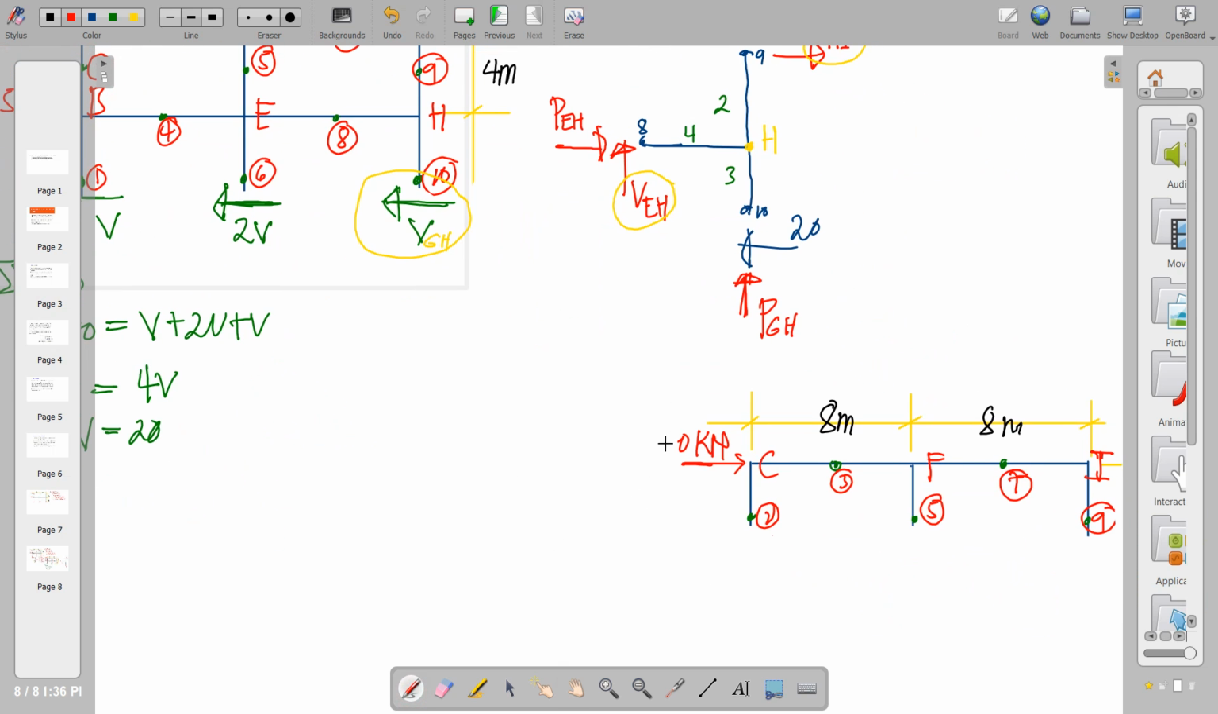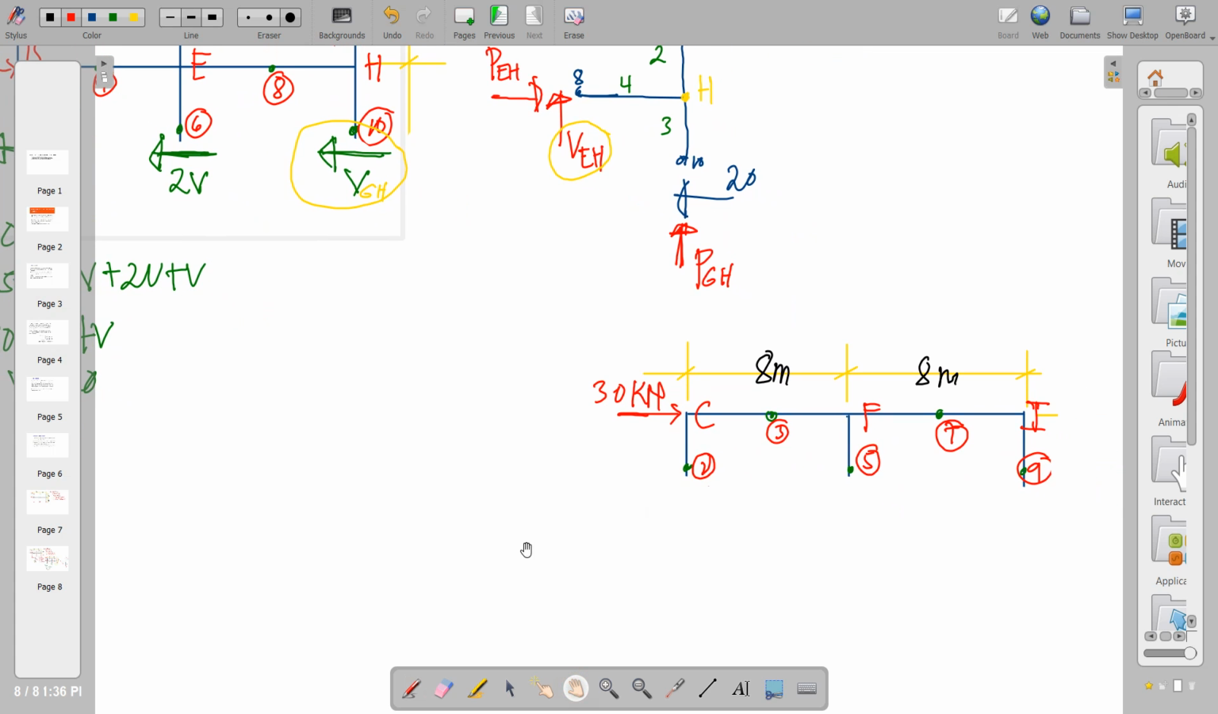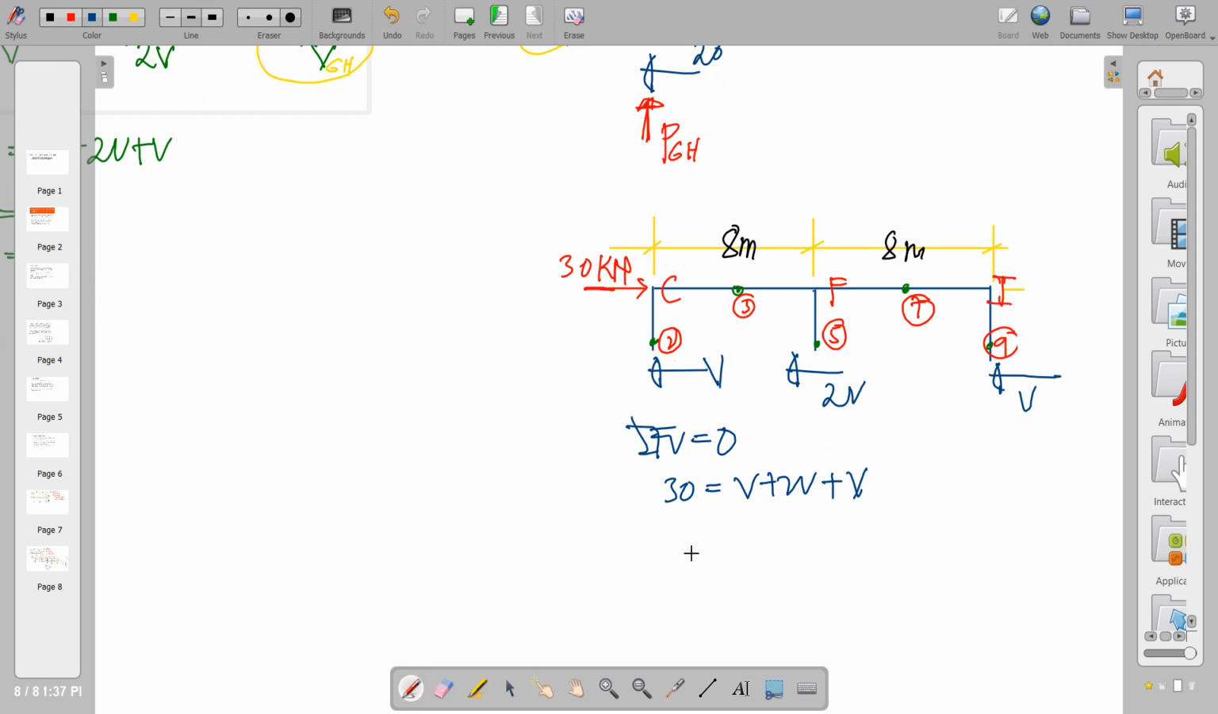This is 30. We have V, this is twice V, and this is another V. So by summation of forces vertical, we can say that 30 is equal to V plus 2V plus V. Hence, 4V is equal to 30. So V here is 7.5.